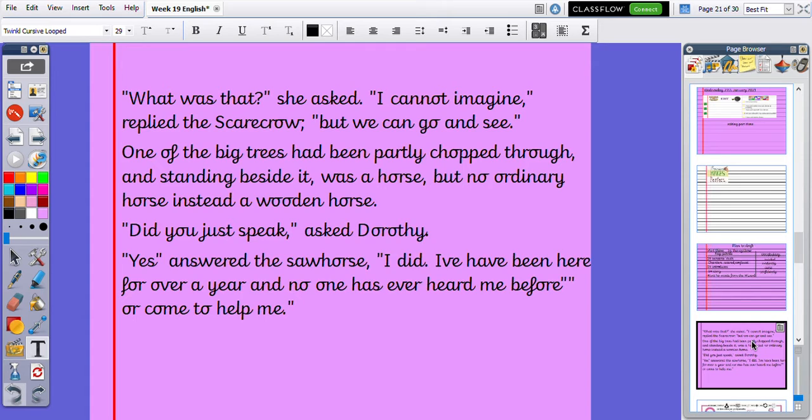What was that? She asked. I cannot imagine, replied the Scarecrow, but we can go and see. One of the big trees had been partly chopped through, and standing beside it was a horse, but no ordinary horse, instead a wooden horse. Did you just speak? Asked Dorothy. Yes, answered the sawhorse. I did. I've been here for over a year, and no one has ever heard me before, or come to help me.